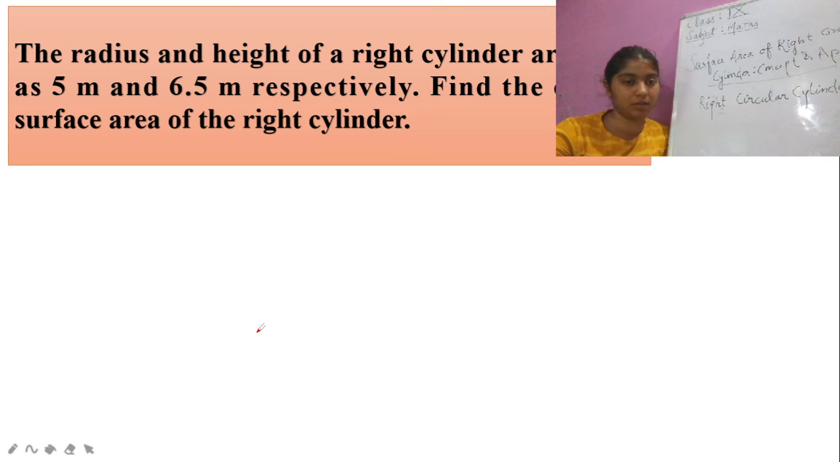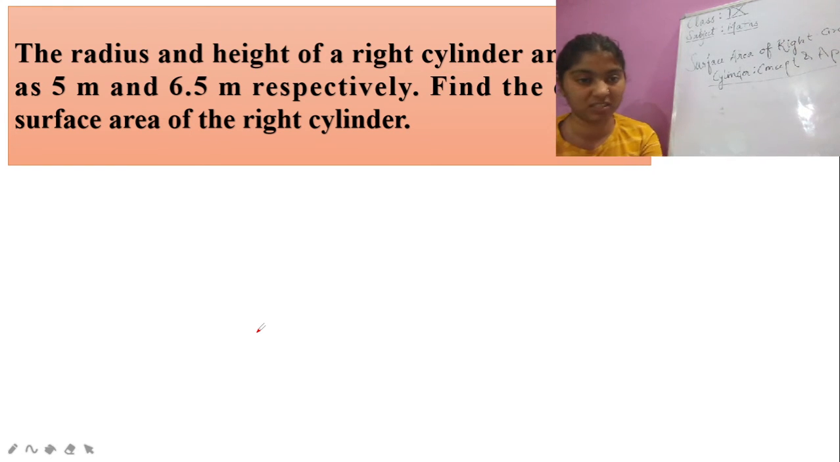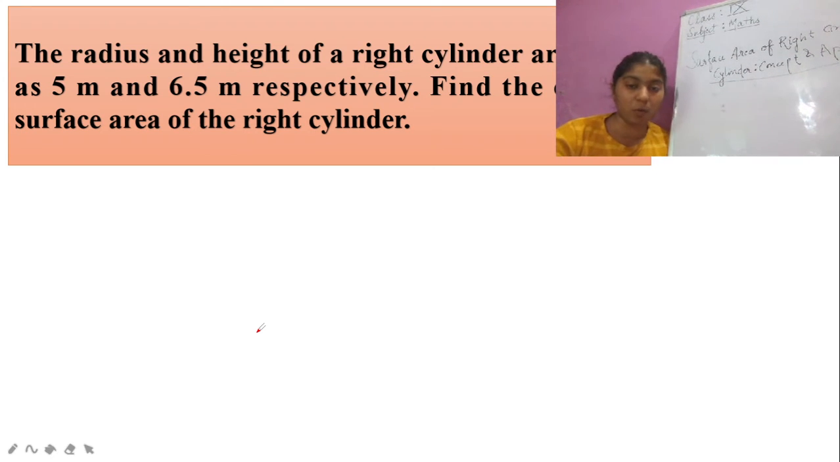Now students, please read the statement and tell me what we are going to do for this statement and how you will calculate with the help of the given statements. As we know, the radius and the height of a right circular cylinder are given to us, that is 5 meter and 6.5 meter. Find the curved surface area. We have to find its curved surface area. So how will we calculate?